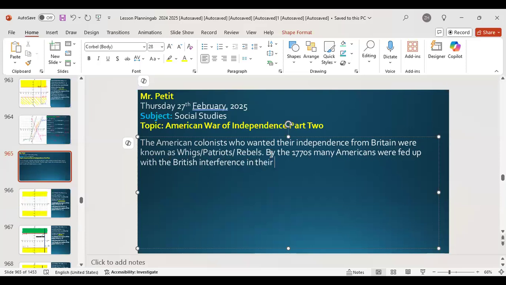So they didn't want Britain to be interfering with their stuff. So many Americans were fed up with the British interference in their trade, in their taxation, and in their business, right? So many Americans were fed up with British interference in their affairs.